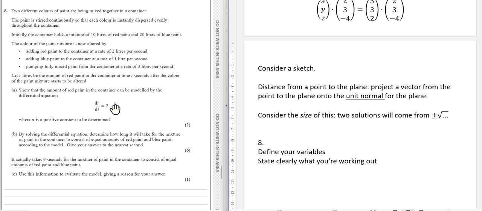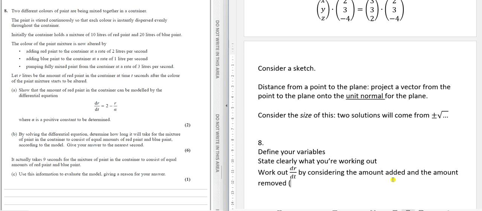And they've obviously got their variable r representing the amount of red paint. You want to think carefully about how you calculate the rate at which that changes by thinking about how much is being added and how much is being taken out. The amount added is going to be basically a litre a second.